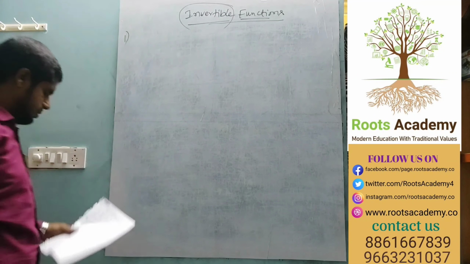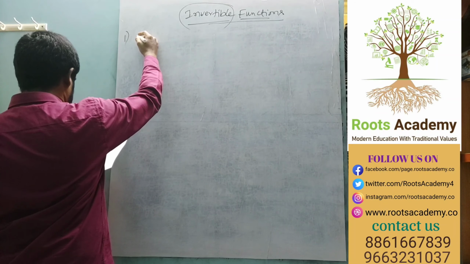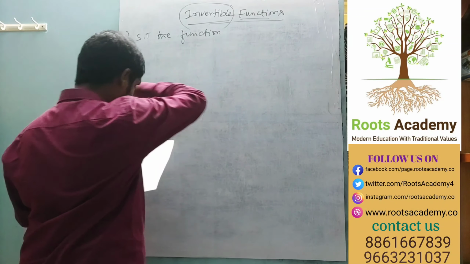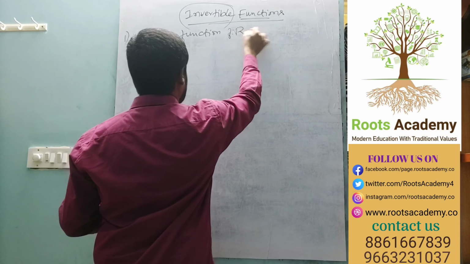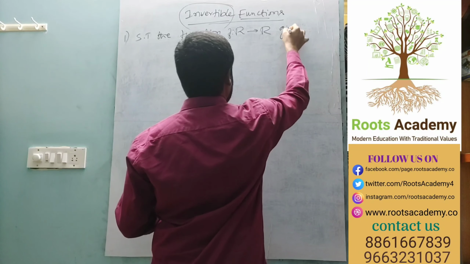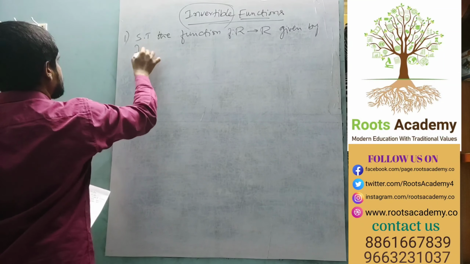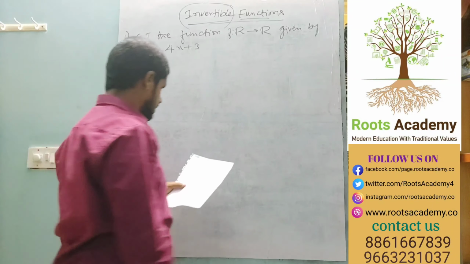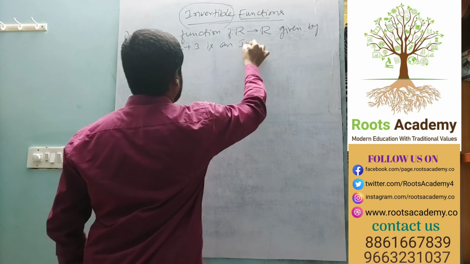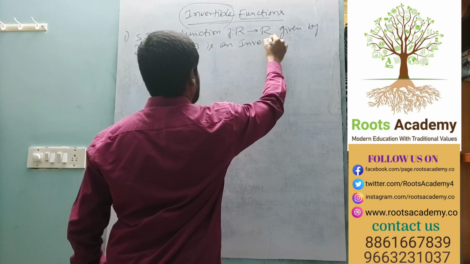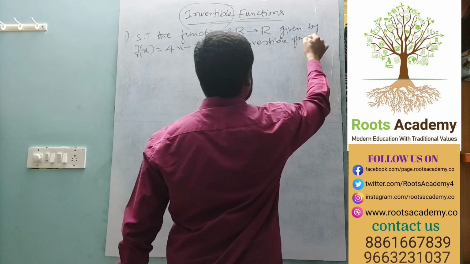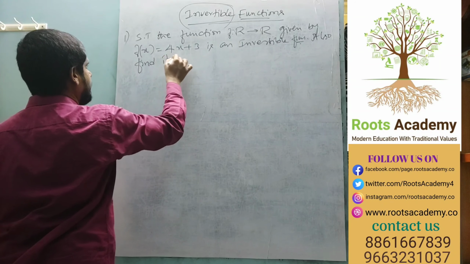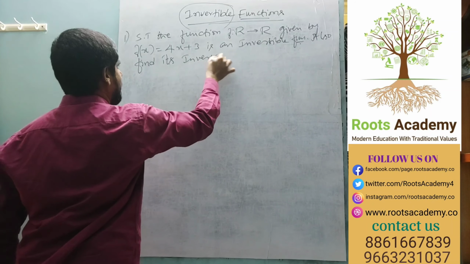The first problem is: show that the function f from R to R given by f of x equals 4x plus 3 is an invertible function. Also find its inverse.